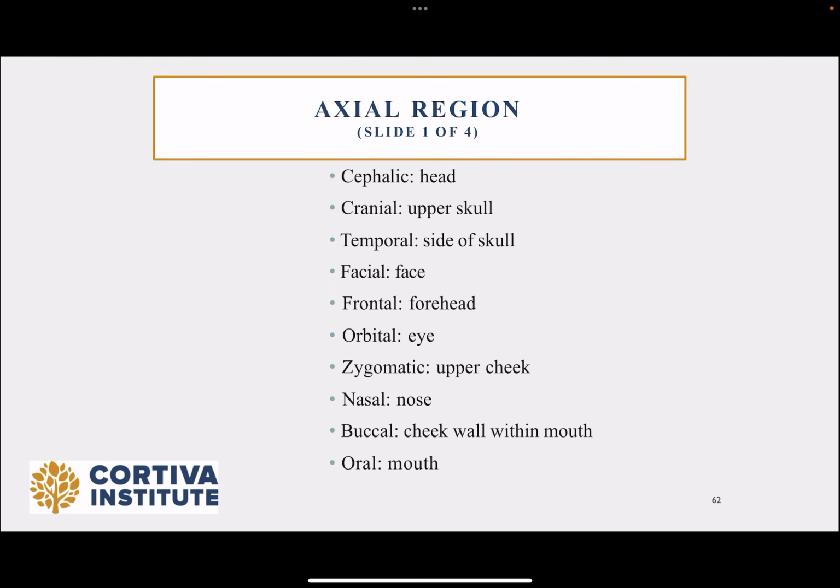Here are a little bit more anatomical terms, specifically for the axial region. Cephalic is going to mean your head. Cranial is going to mean the upper skull. Temporal is going to be the side skull. Facial, of course, that's your face. Orbital is going to be your eye. Frontal is going to be your forehead. Zygomatic is the upper cheek. Nasal is the nose. Buccal is the cheek wall within the mouth, and oral, of course, is your mouth.